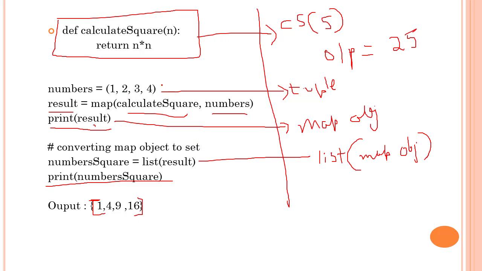So I have 1 2 3 4, and what I did was my function was mapped. That is, my iterable, the numbers, was mapped into this function, def calculate square, and all the numbers were squared and stored in a new iterable, that is again a list. So 1 4 9 16, this is the answer.